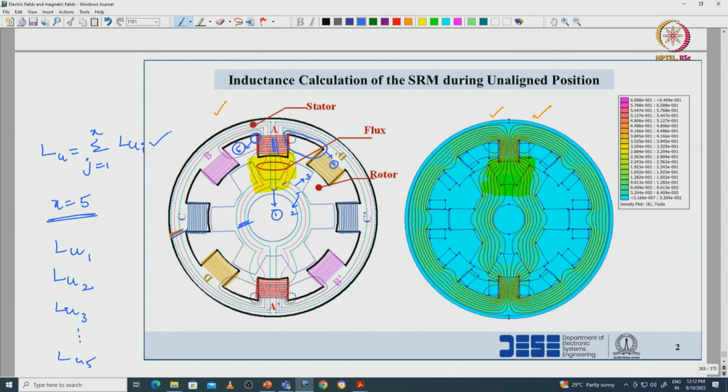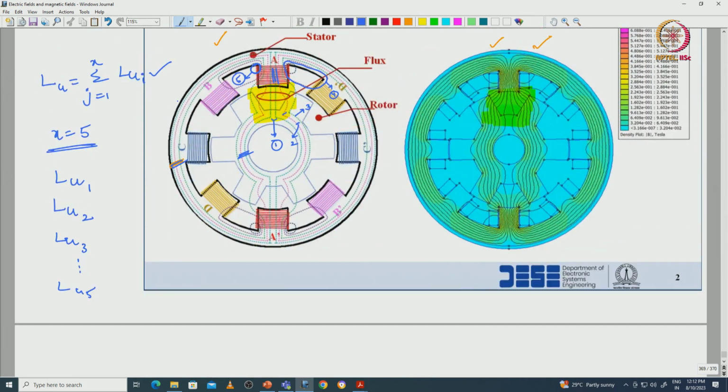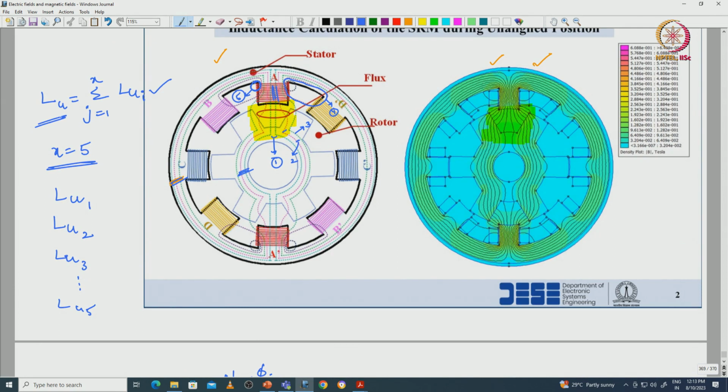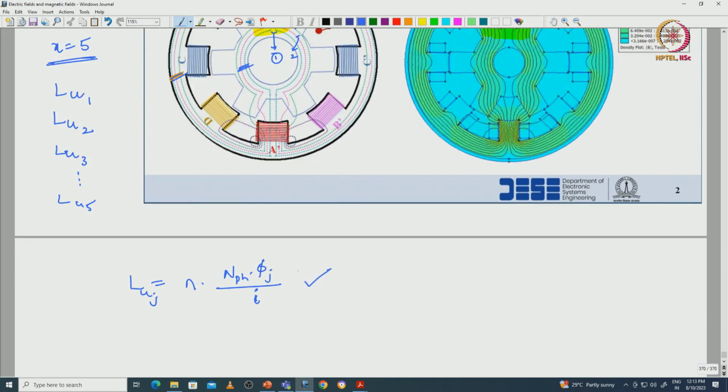At the end we can add all those inductances, then we get the final inductance for the unaligned condition. So, here L unaligned equals the number of similar flux loops times n phase times phi, the flux with respect to each and every region, divided by I. So the final inductance we can calculate from this equation, but the inductance with respect to each region we have to calculate based upon this equation.